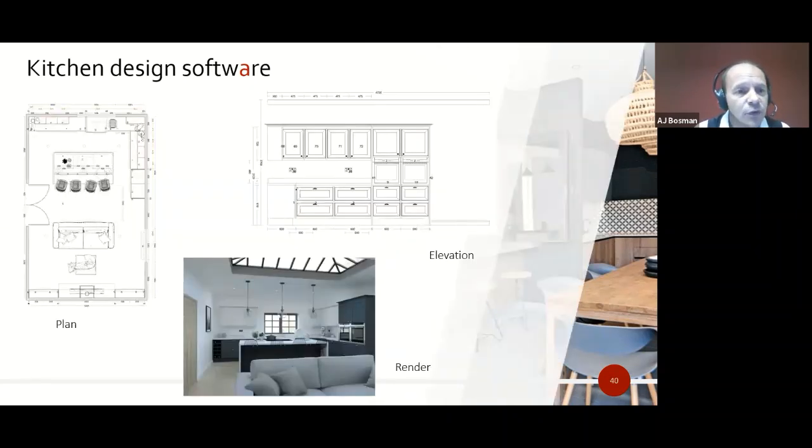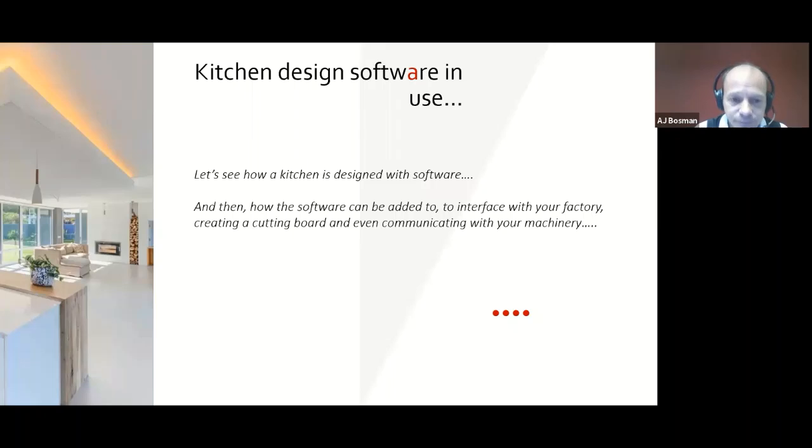As an example of a kitchen design, on the left-hand side, we have the plan that's already been drawn. On the top right, it's an elevation of the actual one wall, and then at the bottom is the 3D render, which is done for the presentation.